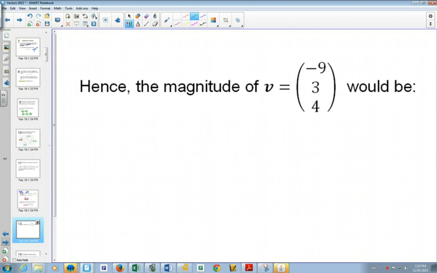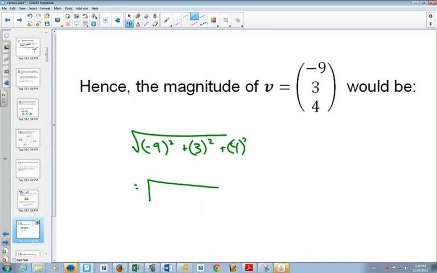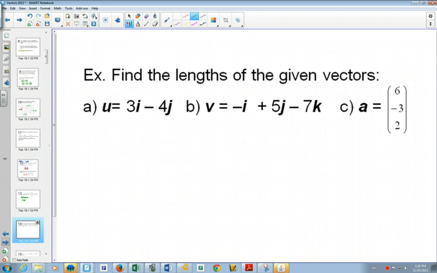So if we wanted to find the magnitude, -9 squared plus 3 squared plus 4 squared, square root of 106. So I'm going to get you to try these ones. Find out how long each of those are.